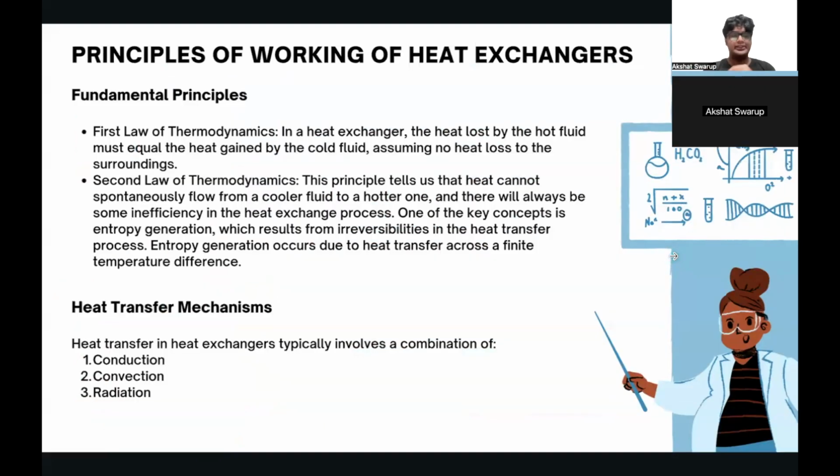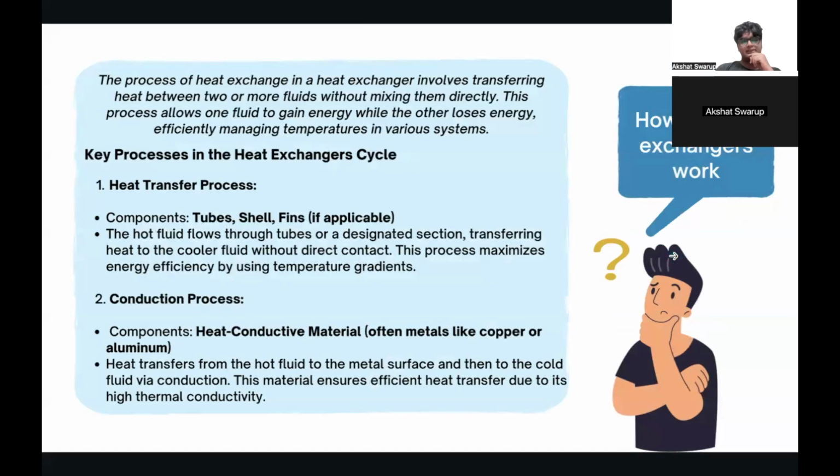Principles of working of heat exchangers. Heat exchangers work basically on the first and the second law of thermodynamics, which states that in a heat exchanger, the heat lost by the hot fluid must be equal to the heat gained by the cold fluid, assuming no heat loss to the surroundings. And the second law says that there would be entropy generated in this heat transfer process because we cannot ignore the irreversibilities. So how do heat exchangers work?